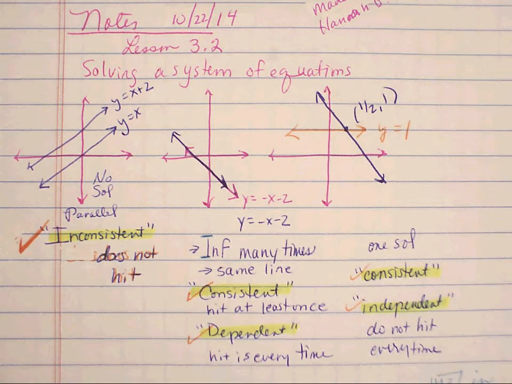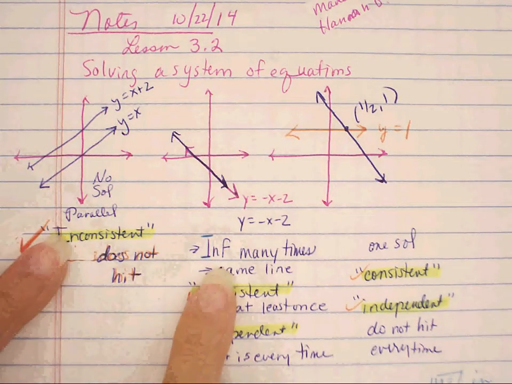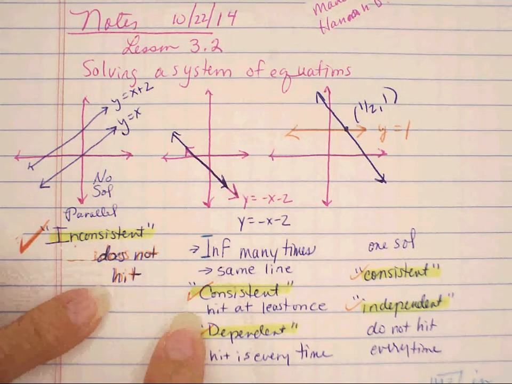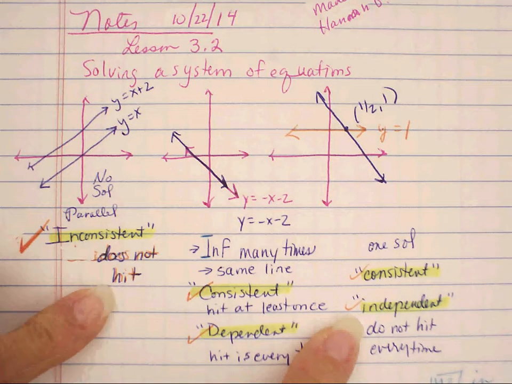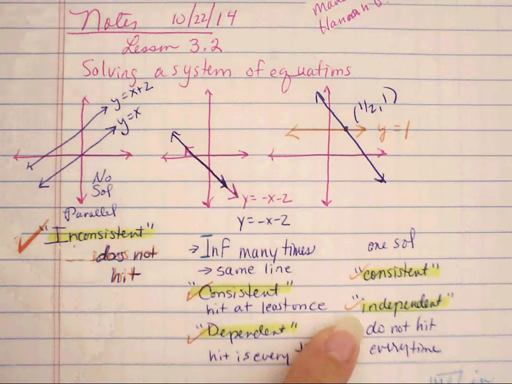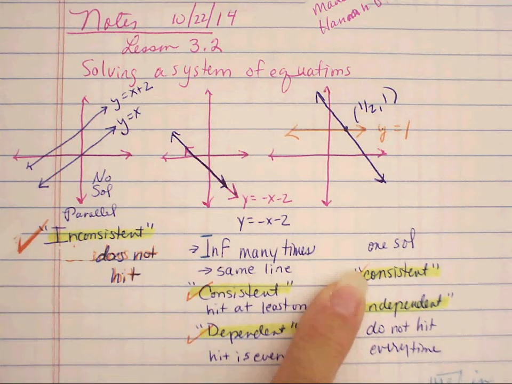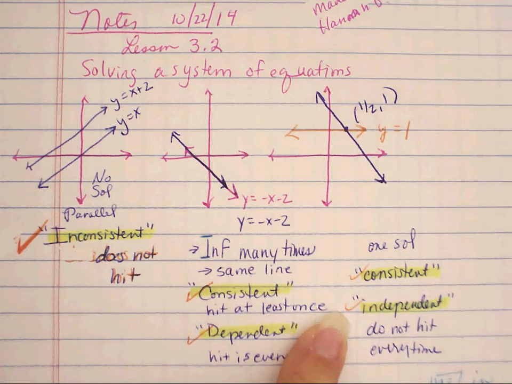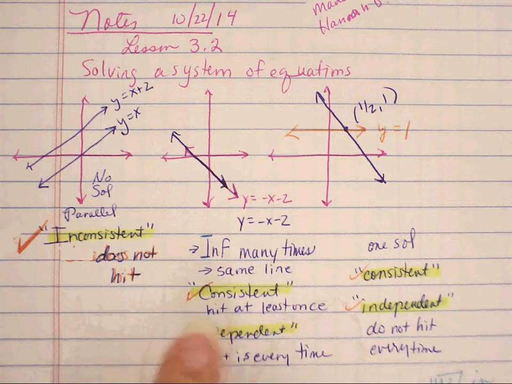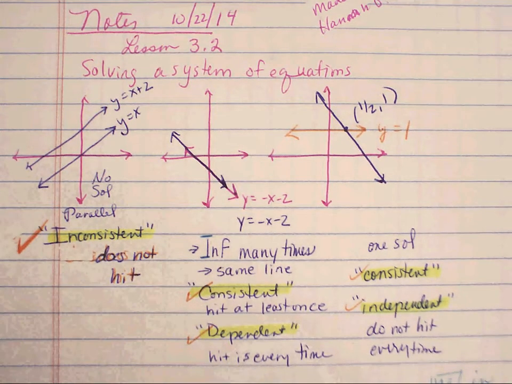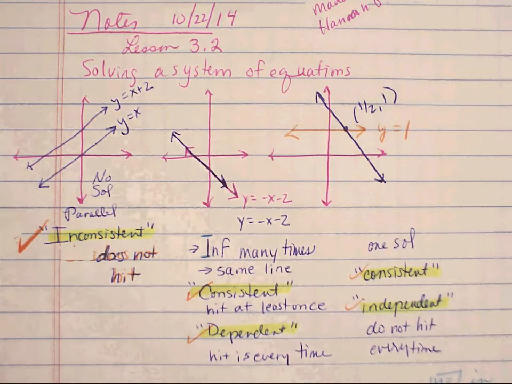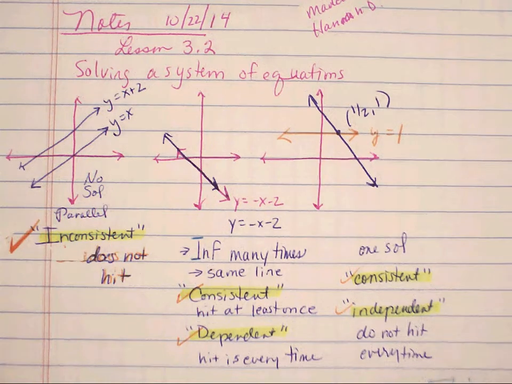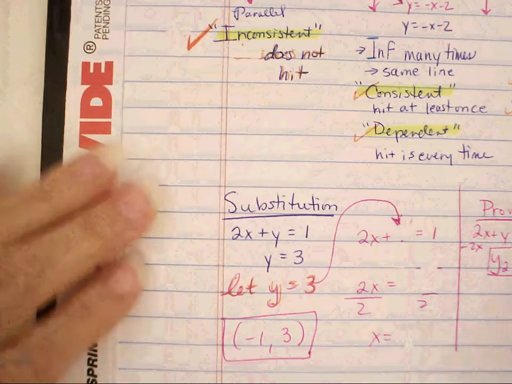And then the last one is what we will spend most of our time with. These first two will be the special cases when you see them graphically. This one will be what we spend the most time on. There will be one solution because it's a line and a line. It will be consistent because it hits at least once, but it will be independent because they do not hit every single time. So these five vocabulary words you will use, not necessarily on all the homework, but sometimes to describe the solutions. So today we're going to start with the substitution method, and we will start with this problem.